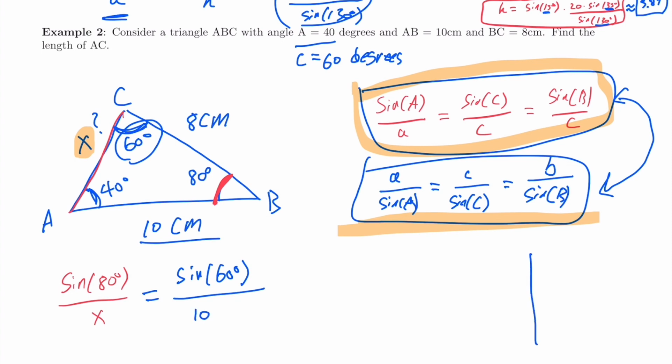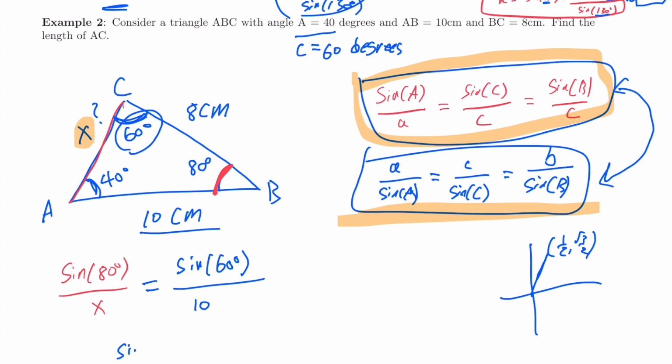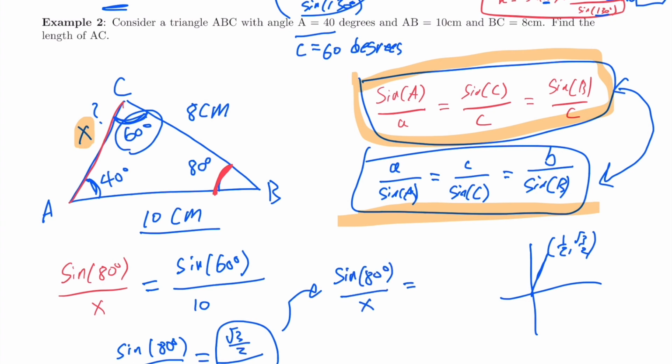What is sine of 60? 60 degrees is right here, same as pi over 3. It's square root of 3 over 2. So this value is square root of 3 over 2. Let me write that. Next line. So we have sine of 80 degrees over x equals square root of 3 over 2 over 10. So we can cross multiply. Oh, let's actually simplify this first. We can multiply with the reciprocal, which gives us square root of 3 over 20.